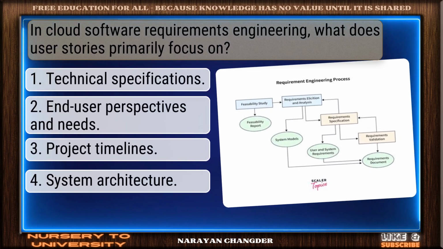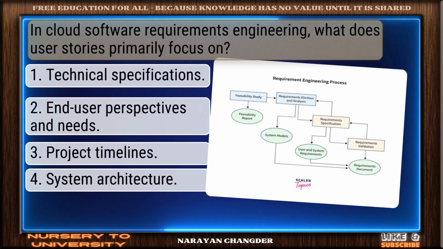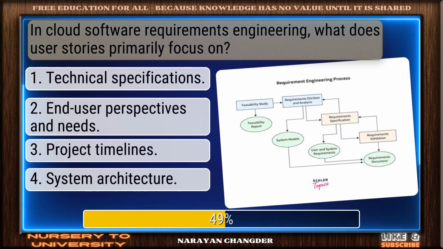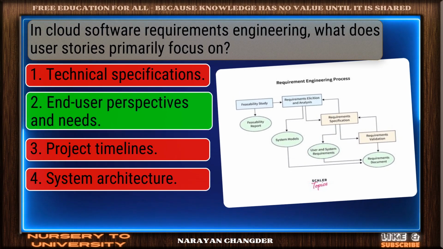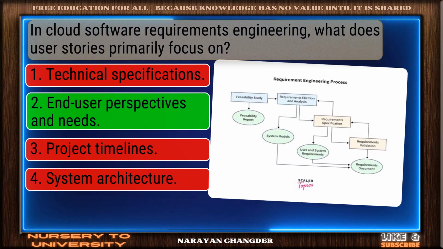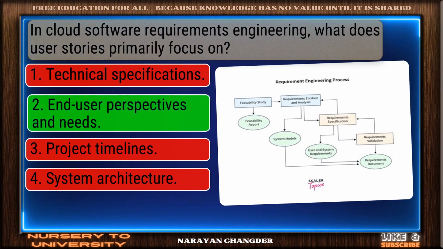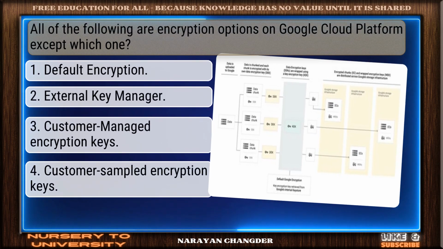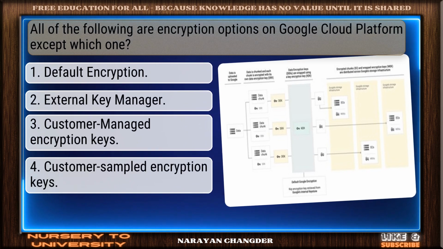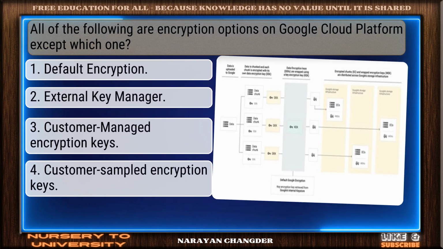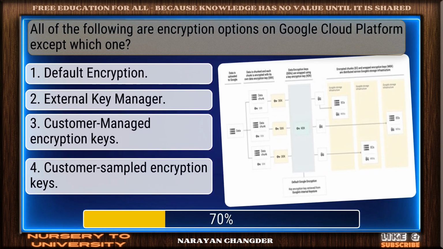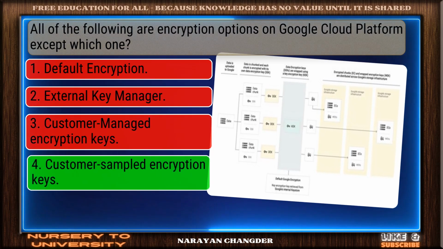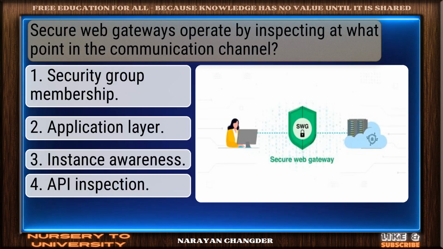Question number 38. In cloud software requirements engineering, what do user stories primarily focus on? Well picked. End-user perspectives and needs is the correct answer. Question number 39. All of the following are encryption options on Google Cloud Platform except which one? Strong choice. Customer-supplied encryption keys is the right answer.